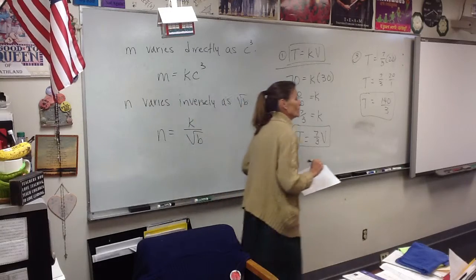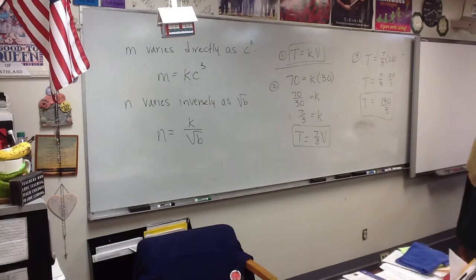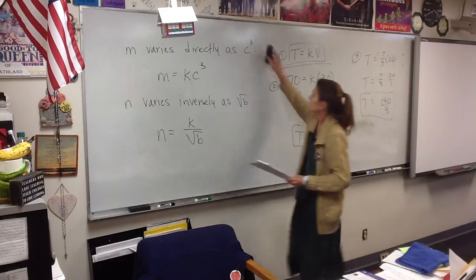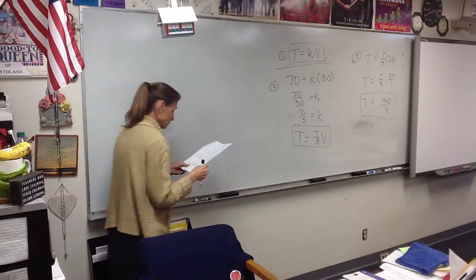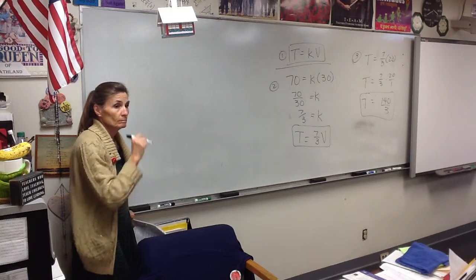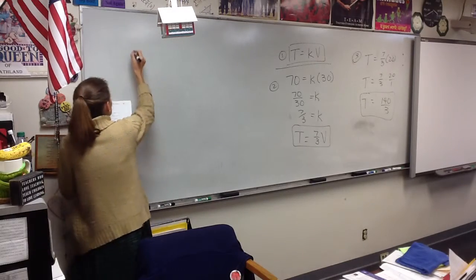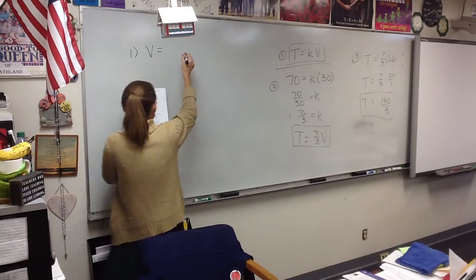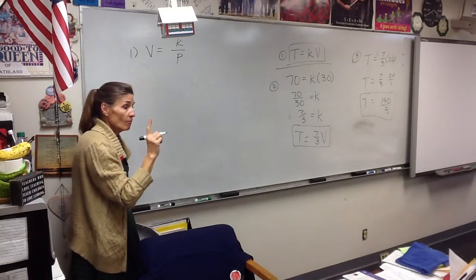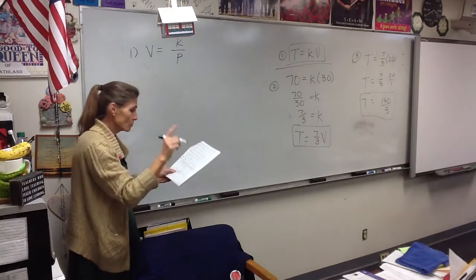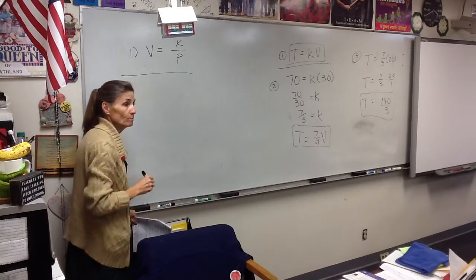All right, do B. Write down what the very first sentence in the problem tells you. Lindsay? V equals K over P. Let's talk about that. Everybody good? Volume varies inversely as pressure. That's the setup.